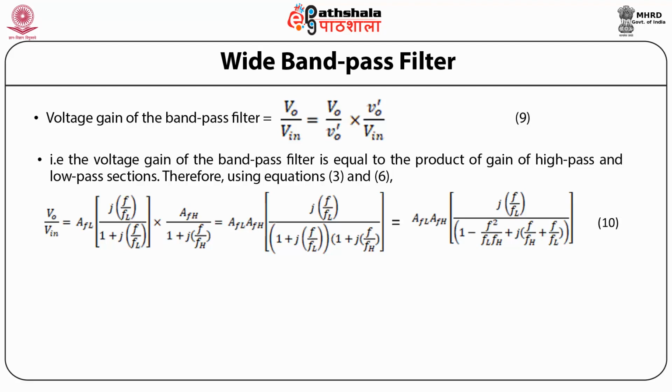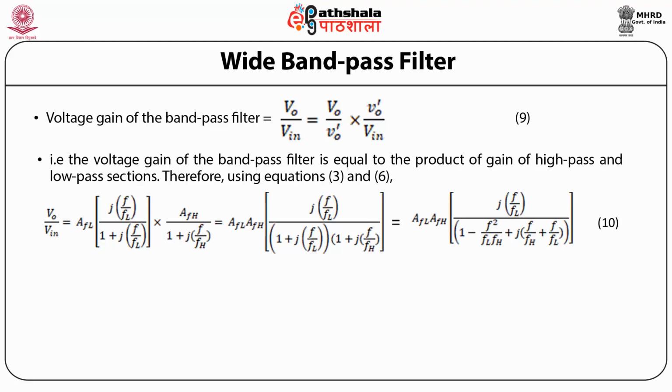Bandpass filters are basically classified into two categories: wide bandpass and narrow bandpass. It is difficult to define whether a particular filter is wide bandpass or narrow. However, in order to differentiate the two, a parameter called figure of merit or quality factor Q is introduced. Q is a measure of selectivity of the filter. That is, the higher the value of Q, the more selective is the filter, or the narrower is its bandwidth.